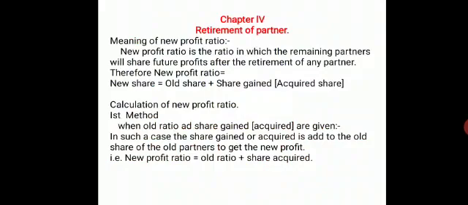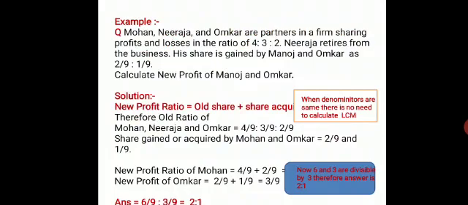Now, calculation of new profit ratio is done in two ways. One is when the old ratio and share gained are given. In such a case, we directly add the share gained to the partner's old ratio, so that we will get the new profit ratio. That is, new profit ratio is equal to old ratio plus share gained. So we'll see one example.